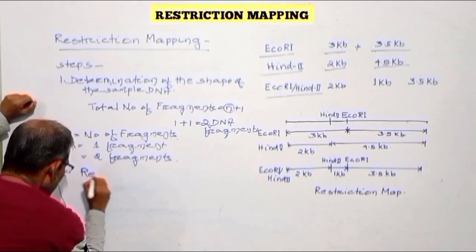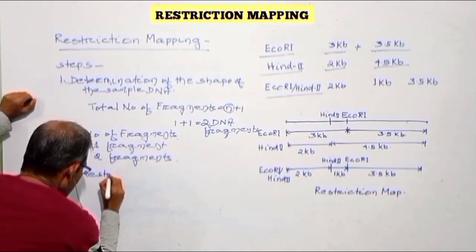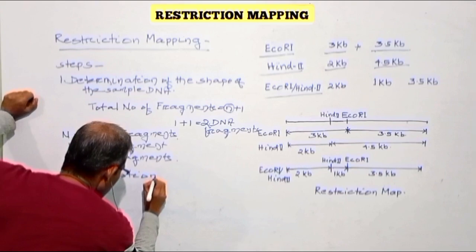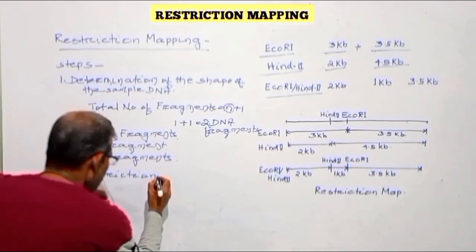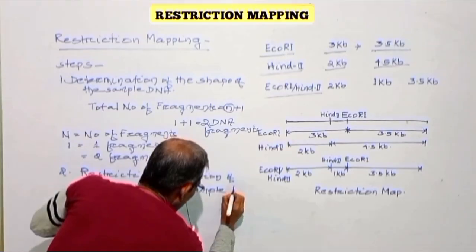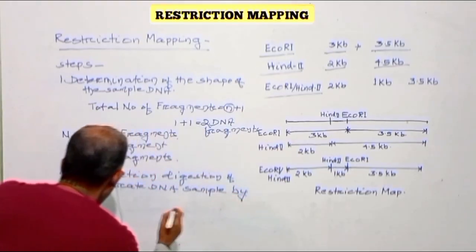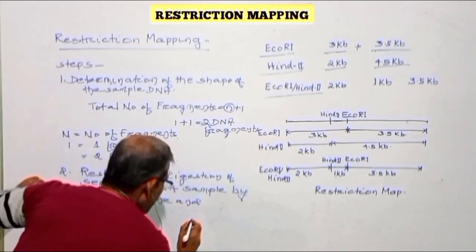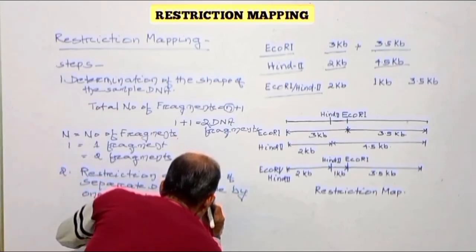The second step is restriction digestion of separate DNA samples by one restriction enzyme alone, and then by combining two different enzymes.